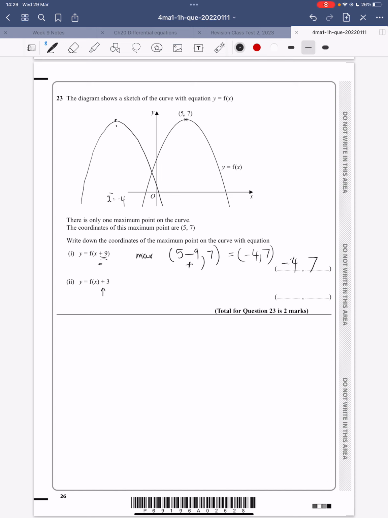Now when it's outside the brackets, it's the y coordinate that changes, and the x stays at 5. This is because you work out the original f of x and then you add 3 to all of them, so it's the y that lifts. So it's 7 plus 3, that's going to be 5, 10. Inside the brackets, change the sign and take it off the x coordinate. Outside the brackets, keep the sign the same and add it, or subtract it, to the y coordinate.